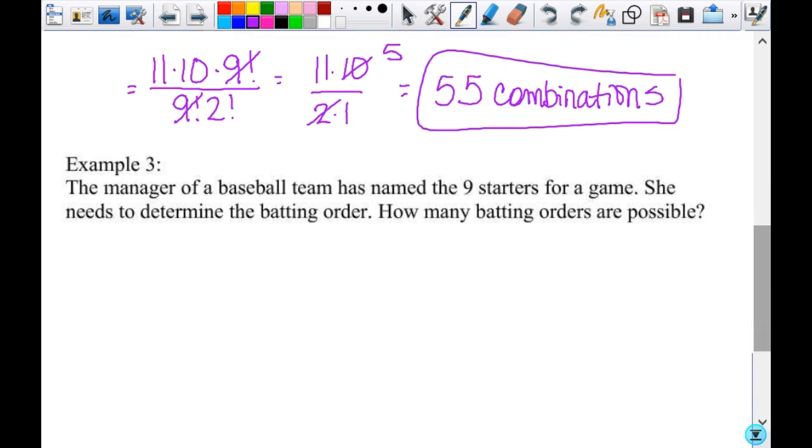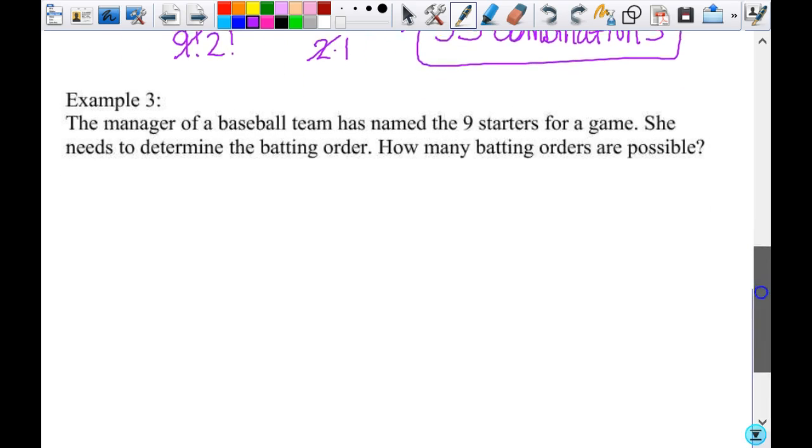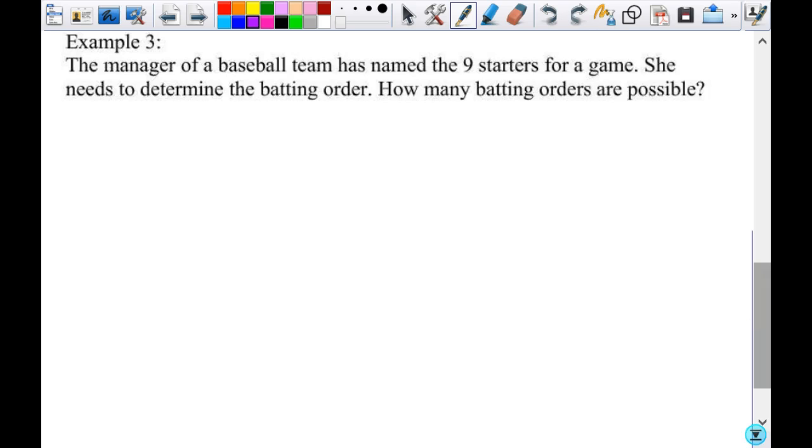Alrighty. So then it says the manager of a baseball team has named the 9 starters for the game. She needs to determine the batting order. How many batting orders are possible? Is that a permutation or a combination? Permutation. Okay, so it's a permutation, which means we're going to have n things taken r at a time. So that's going to give me n factorial divided by n minus r factorial.